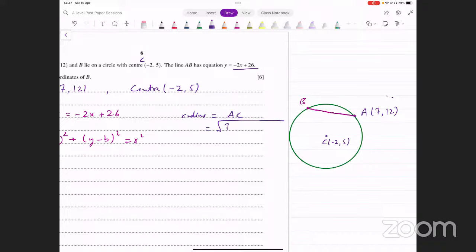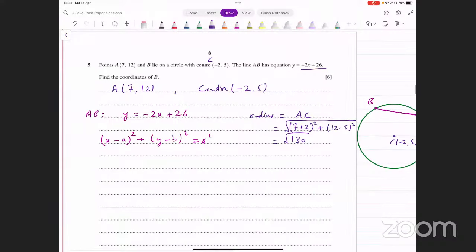You can say 7 minus -2, that's 7 plus 2 whole squared, plus 12 minus 5 whole squared. And that gives you 9 squared plus 7 squared, and square root of that. Let's see what this turns out to be. 9 squared plus 7 squared gives me 130. So this is the square root of 130. Radius is square root of 130.